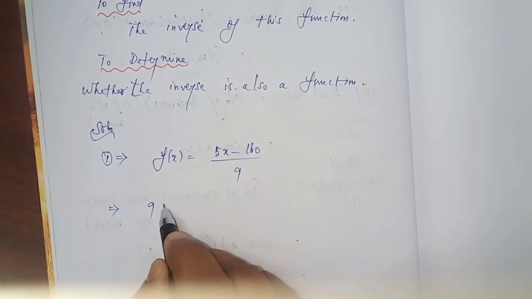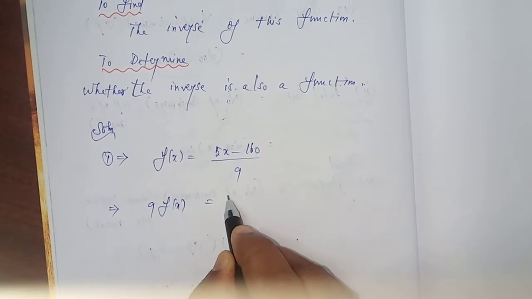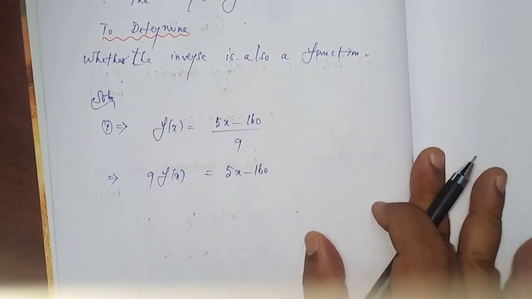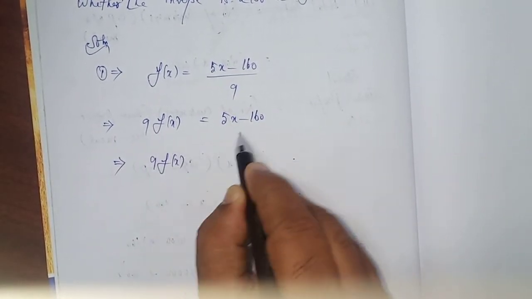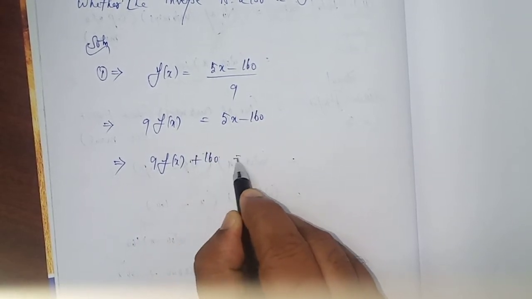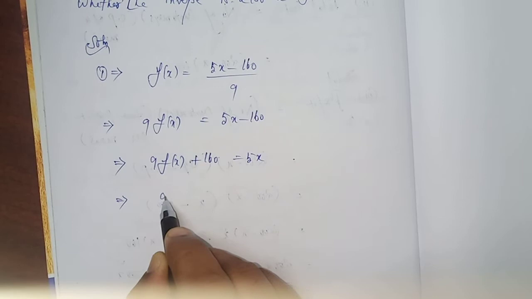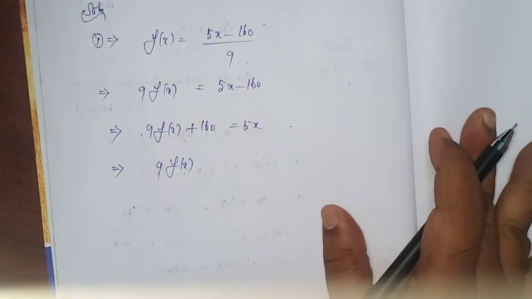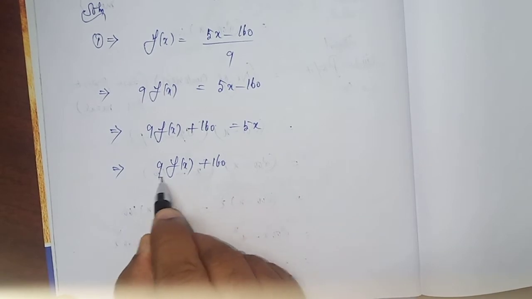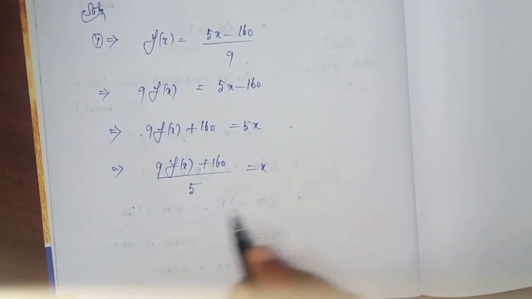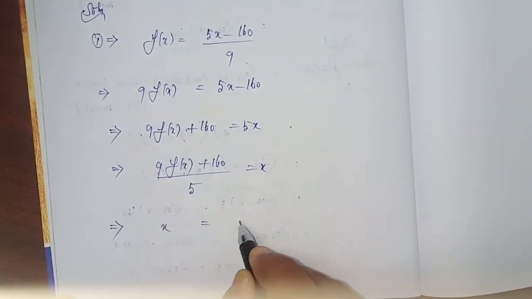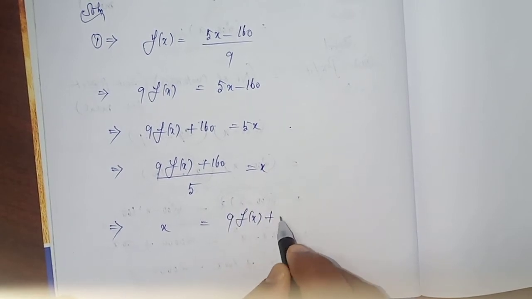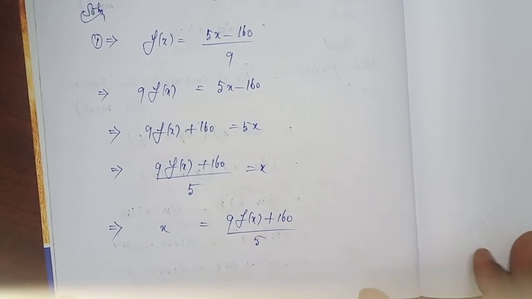Cross multiply: 9 into f of x equals 5x minus 160, which implies 9 f of x plus 160 equals 5x, which implies 9 times f of x plus 160 whole divided by 5 equals x. I write x on the left hand side, and on the right hand side you can write 9 into f of x plus 160 divided by 5.